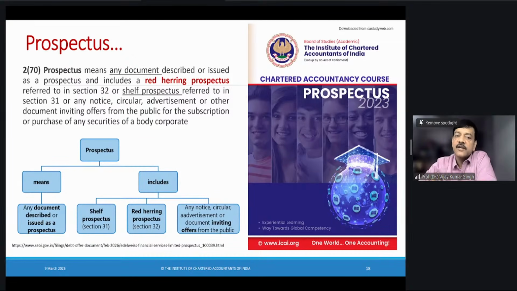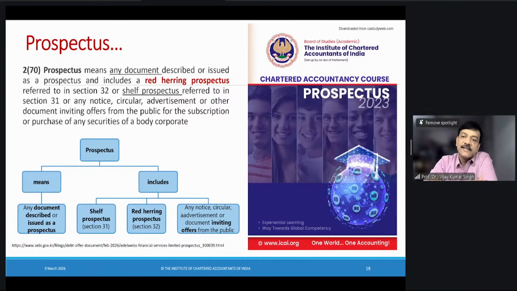So prospectus is what? Prospectus is a document describing or issuing as a prospectus. So any document which is described and issued as a prospectus is referred to as prospectus. So it is not necessary that the term prospectus has to be there on the document. Even if the document does not mention the word prospectus anywhere, and it is in the nature of the prospectus, it will be considered as prospectus. Okay. So legal liability of prospectus attaches to that. So we will talk about that in a while.